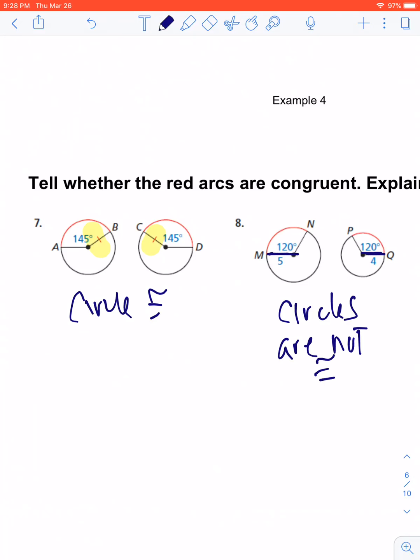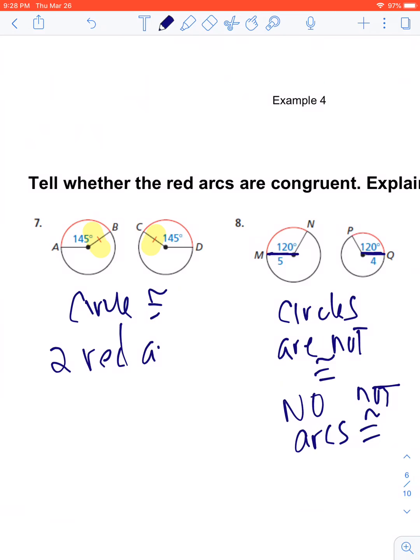So even though they have the same central angle, if your circles are not congruent, your arcs cannot be congruent. So no, the arcs are not congruent. Versus in the previous problem, because they are congruent circles, and I have the same central angles, then yes, I can say that the two red arcs are congruent.